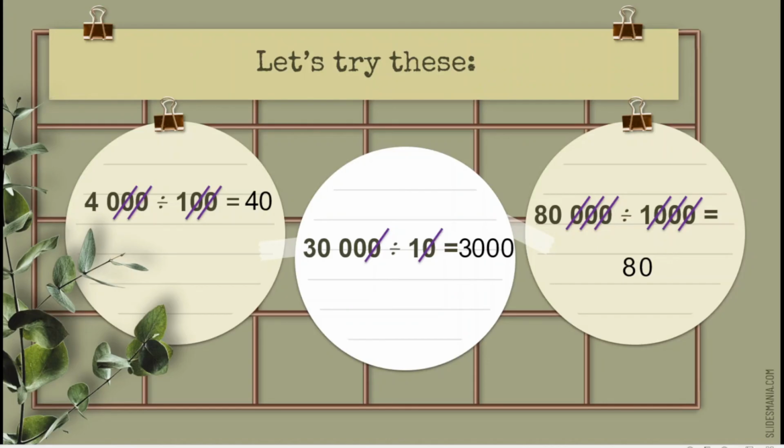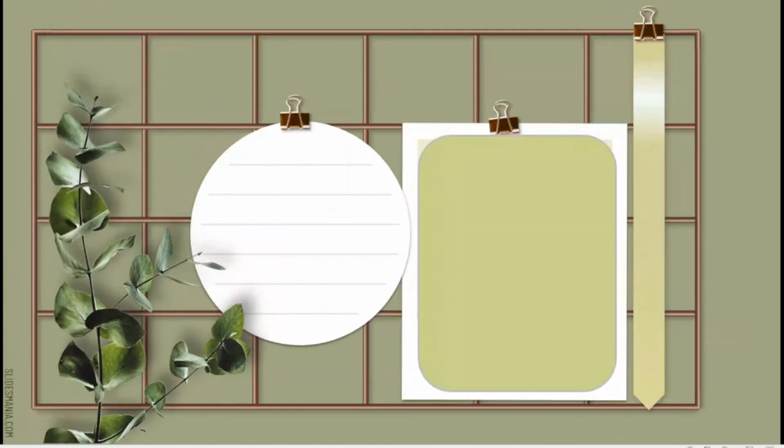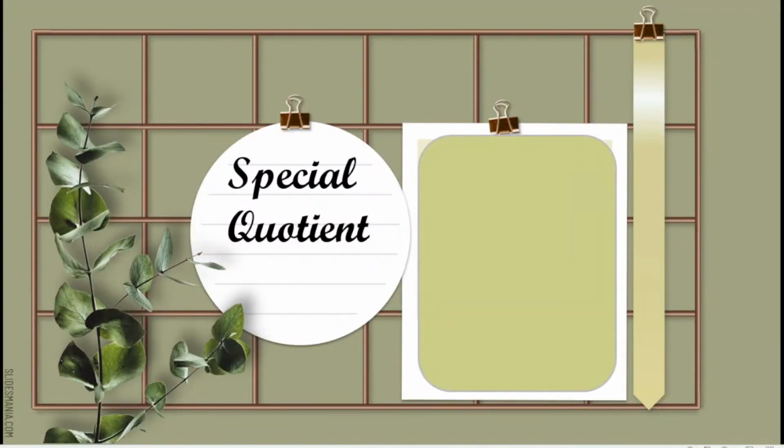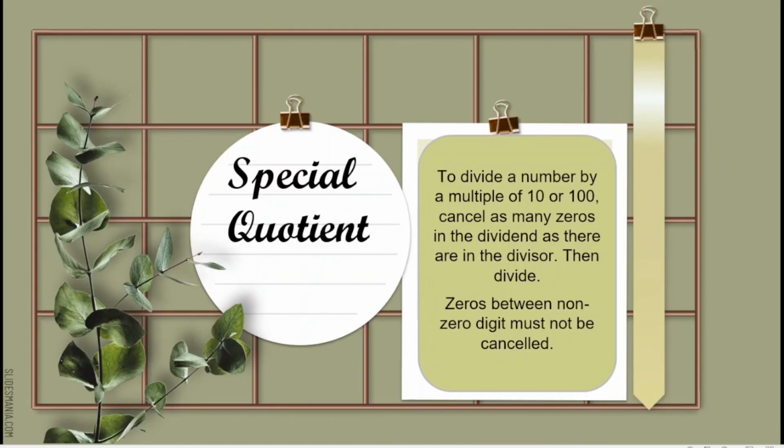I hope you learned from our lesson today. It's about the special quotient. Remember to divide a number by a multiple of 10 or 100 or even 1,000, cancel as many zeros in the dividend as there are in the divisor. Then divide. But remember also that zeros between non-zero digits must not be cancelled.